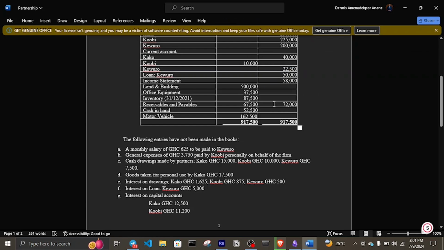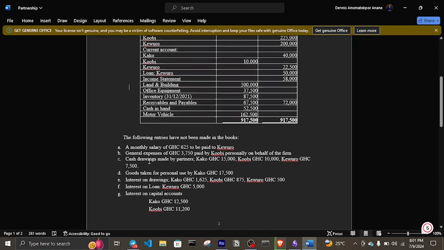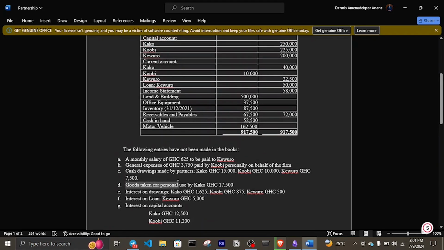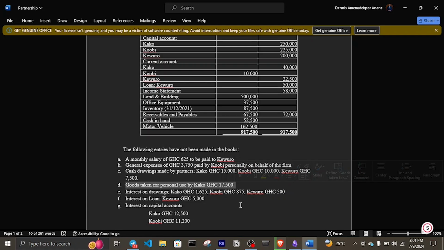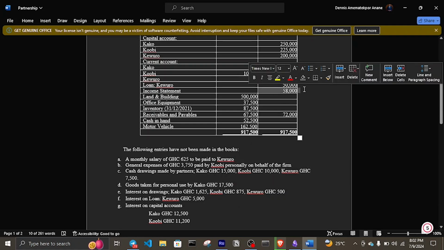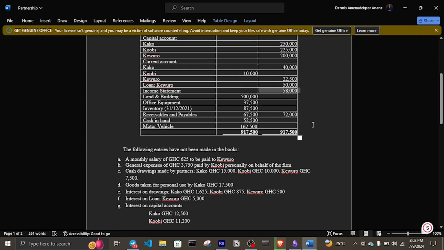Again, if you go through what we have here, goods taken for personal use by Kako. So the goods that were taken for personal use, these are goods and not cash. Also be reminded that Kako is a partner of the business. So this is going to increase the profit in our income statement. So we are going to add the 17,500 Ghana cedis to the profit in our income statement. So we are going to add, but with the expenses, we are going to subtract because it decreases our profit.